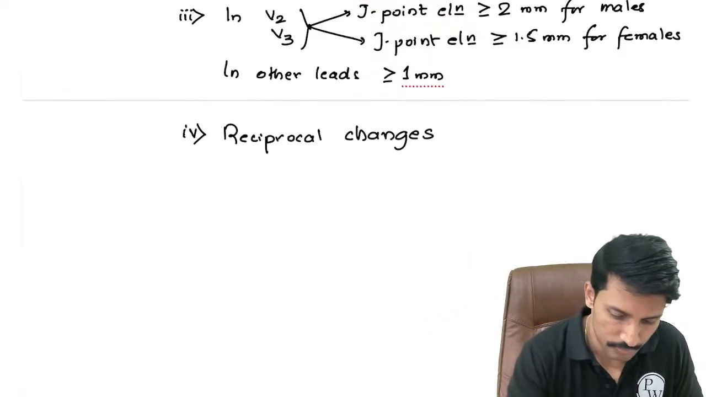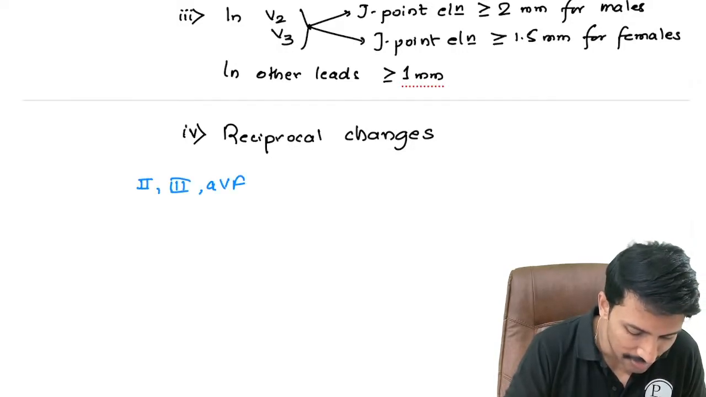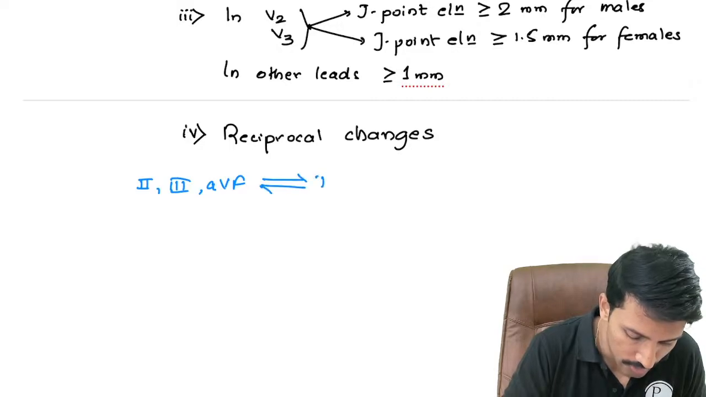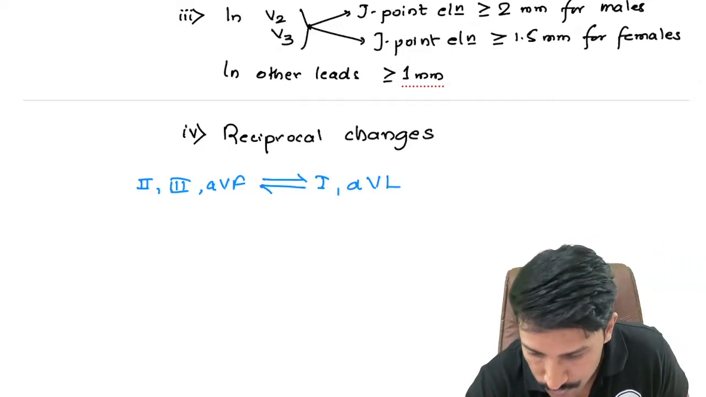To give you an example, on a standard 12 lead ECG, 2, 3, AVF are reciprocal to 1 and AVL.